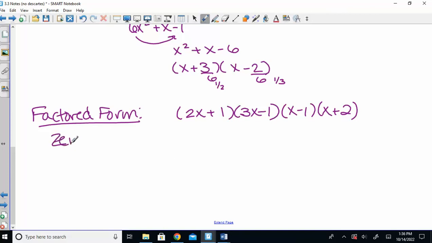Alright, so my zeros, so each of these parentheses equal to 0, and we get... So a little bit time consuming, but we just factored a 4th power polynomial. Alright.